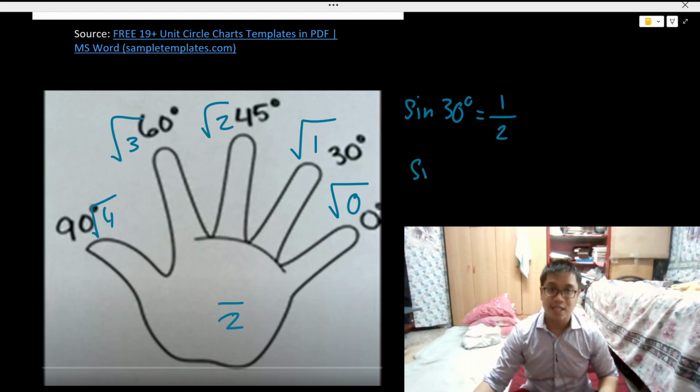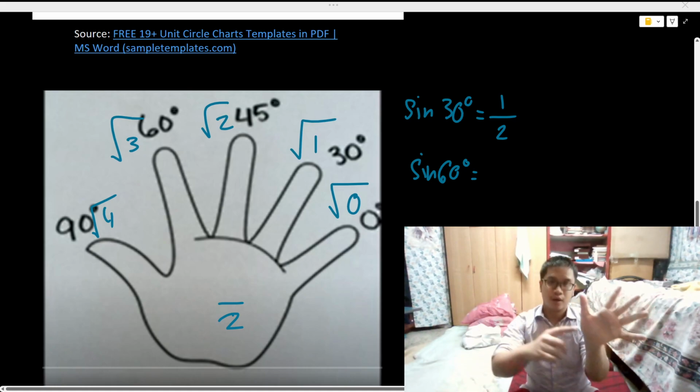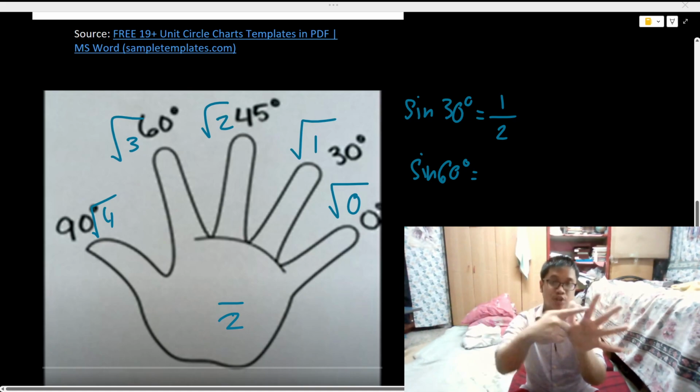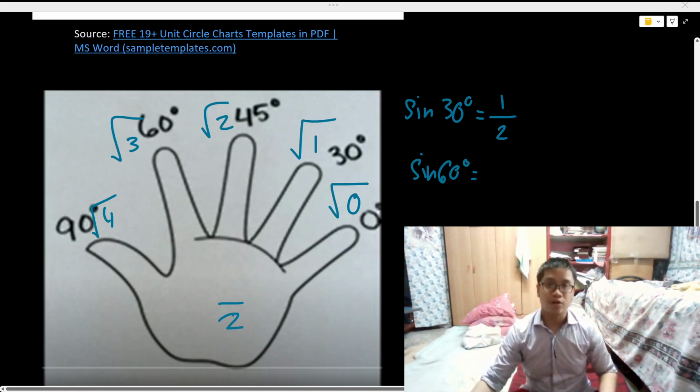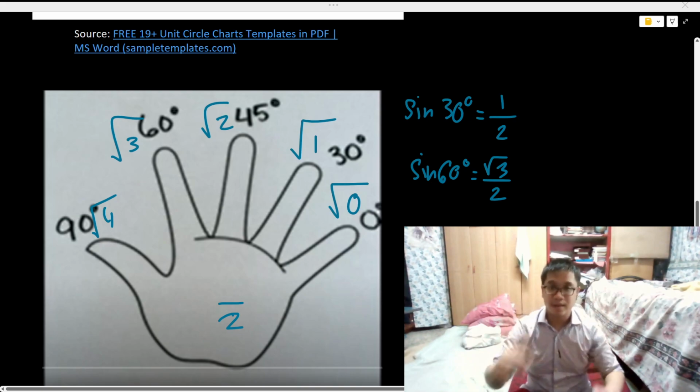Now let's try sine 60 degrees. So 0, 1, 2, 3. Sine 60 degrees is here. So stop here. Now square root it, square root of 3, divided by 2, square root of 3 all over 2. So that's how you do it. That's it. We're done. Just count. Now try to experiment with that on your own.